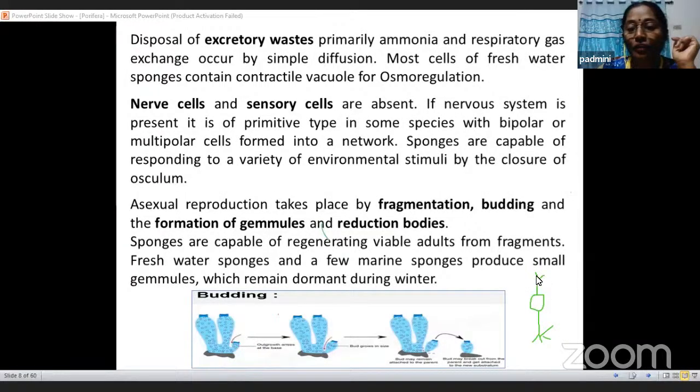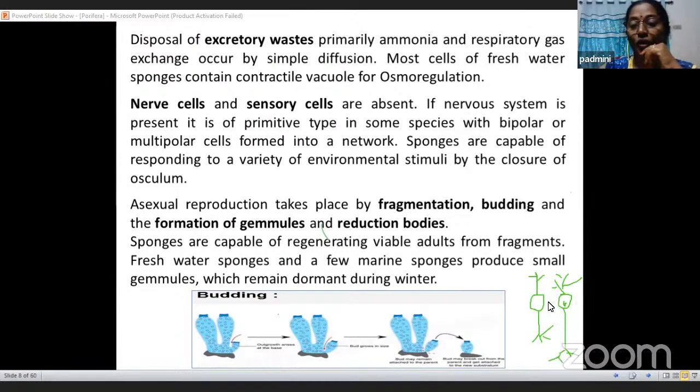If I'm talking about a multipolar neuron, it resembles that of any caudate nerve cell, that is, a nerve cell with a nucleus in the center. It has dendrites on one side, completely branched like that, and then it has an axon, a long axon with the axonal ends.